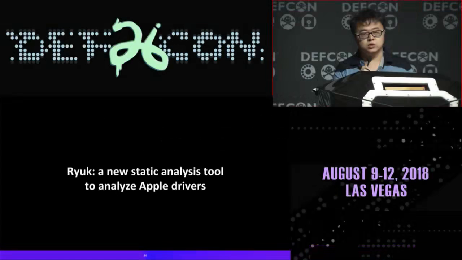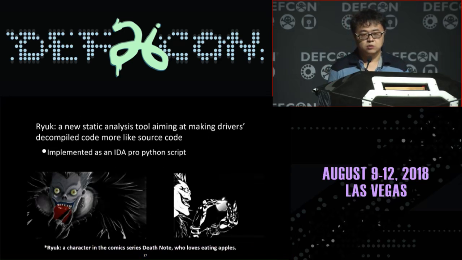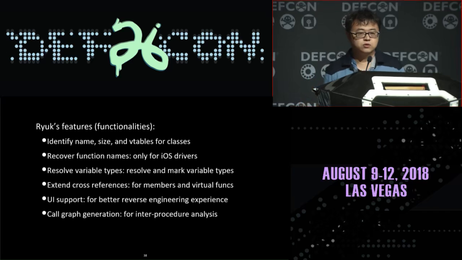So we propose a new tool to analyze drivers in macOS and iOS. This tool is called Ryuk, which is a static analysis tool for making Apple drivers' decompiled code more like source code. It is implemented as an IDA Pro Python script. The name Ryuk stands for a character in the comic series Death Note, who loves eating apples. Ryuk has several features as below. It can identify names, sizes, and vtables for classes. It can recover function names, resolve variable types, extend cross-references, extend UI support, and construct call graphs.